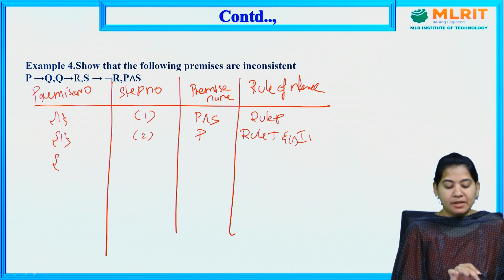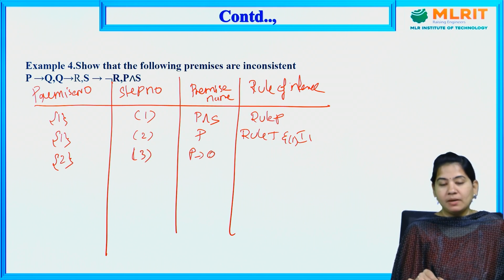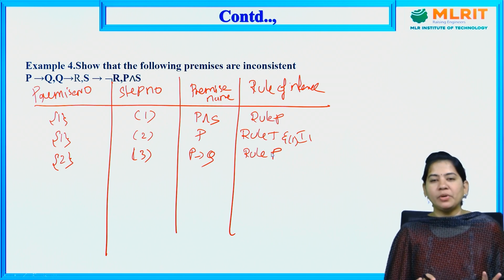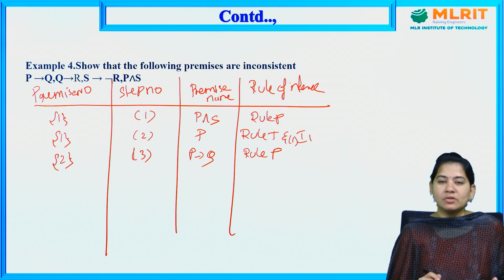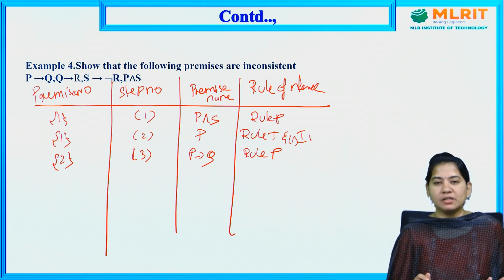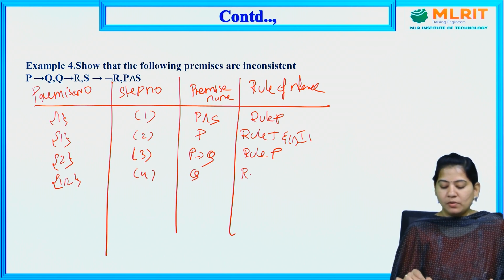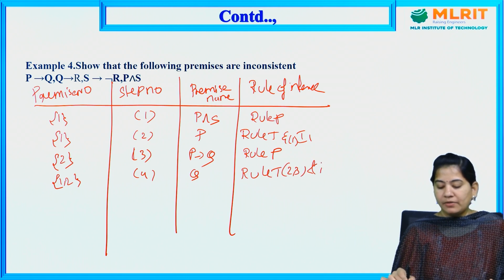So next, the premises number is 2 and step number is 3, and you can include it as P implies Q. So this is called rule P. Here the same process we are doing, but the only thing is there is no conclusion, there is no concept of additional premise here. So here P comma P implies Q is Q. This is rule T and 2 comma 3 and I11 formula.